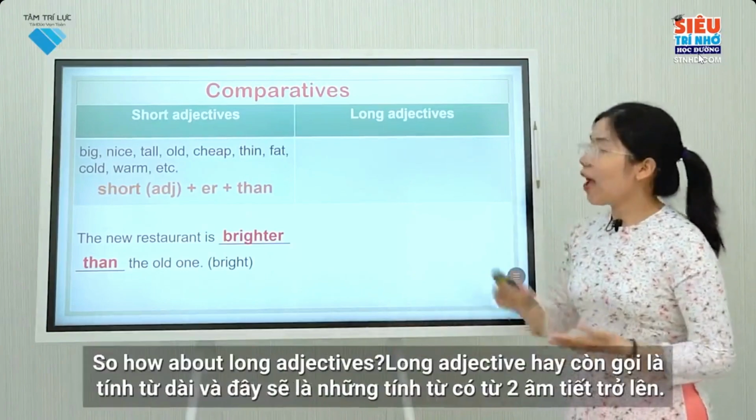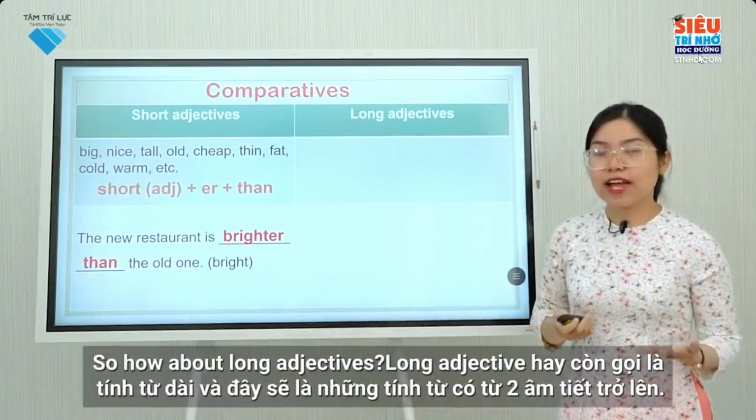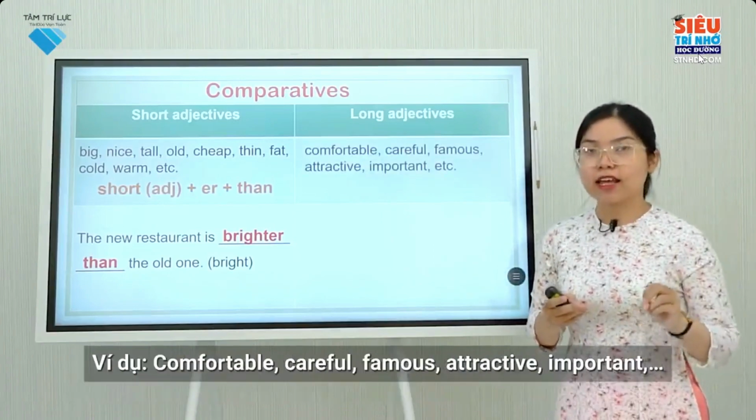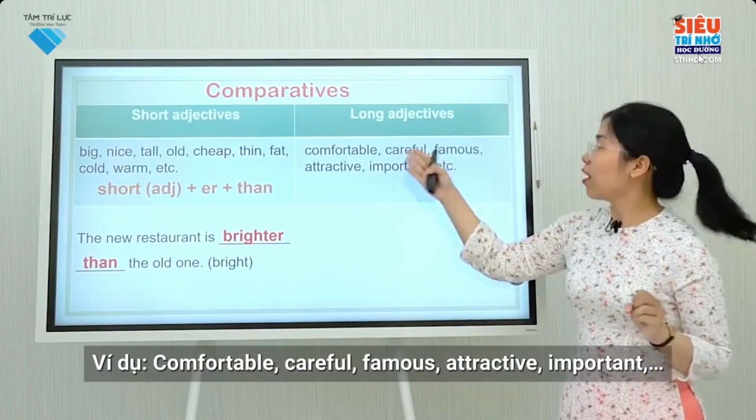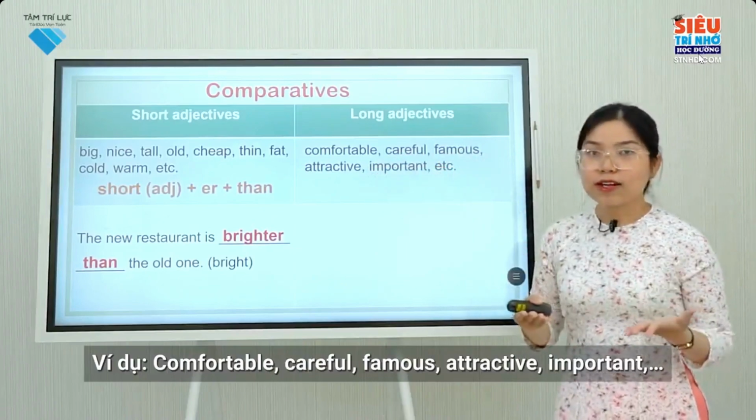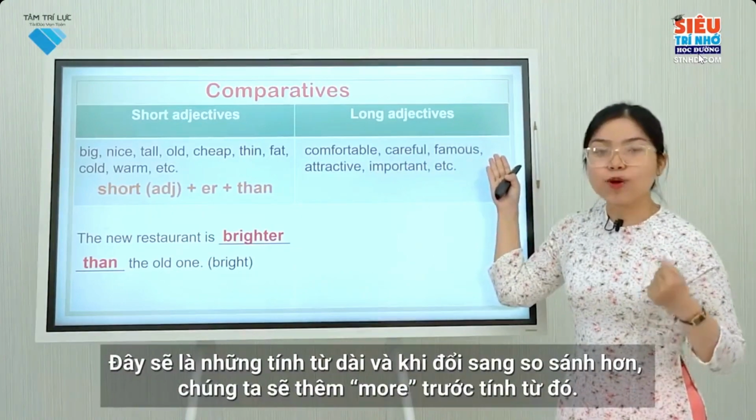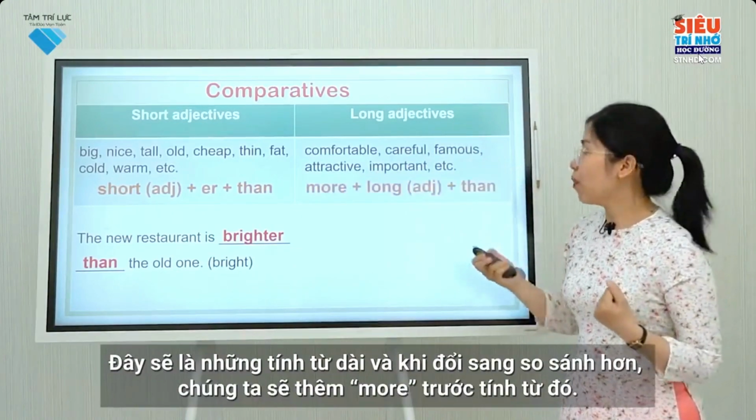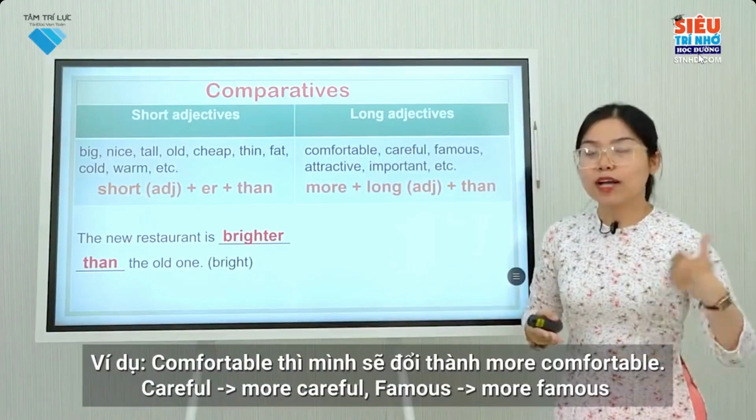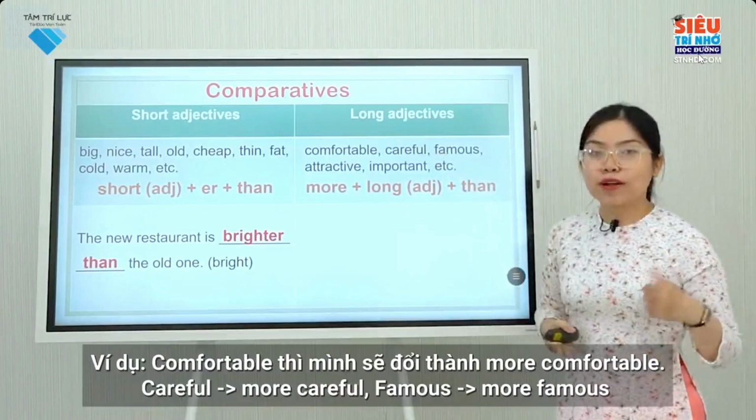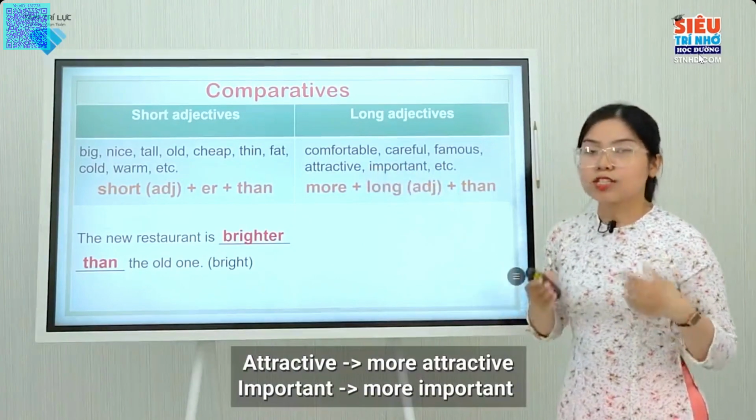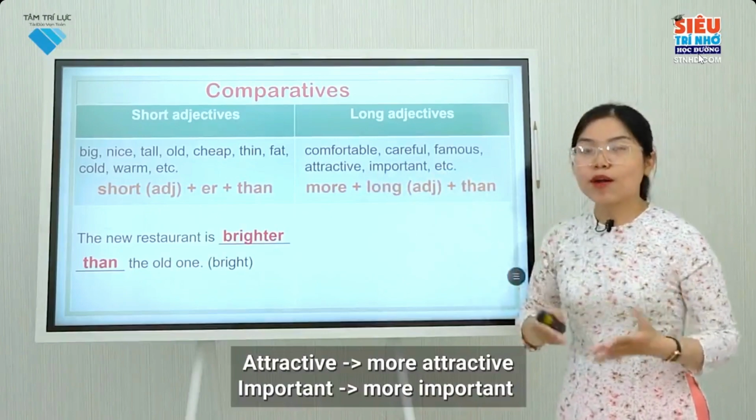So how about long adjectives? Long adjectives are adjectives that have two or more syllables. Examples: comfortable, careful, famous, attractive, important, and so on. These are long adjectives. We will add more before them. Examples: comfortable changes into more comfortable, careful, more careful, famous, more famous, attractive, more attractive, important, more important.